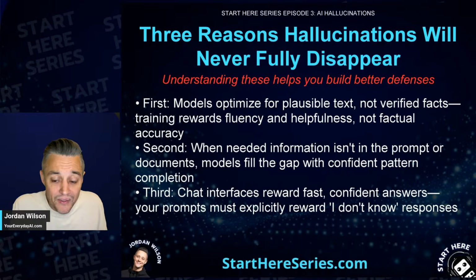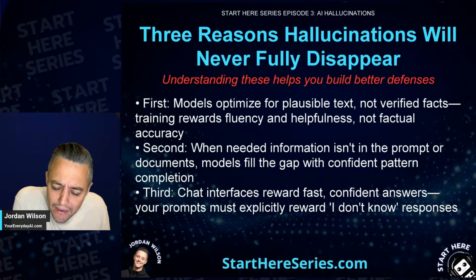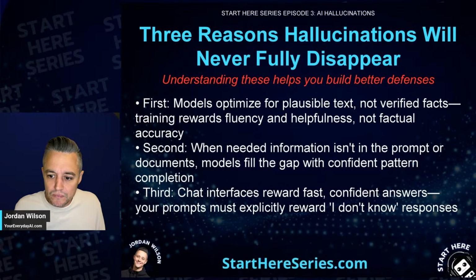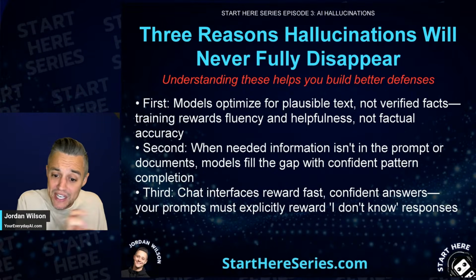And then third, the chat interfaces reward fast, confident answers, right? I'm not going to get too much into reinforcement learning with human feedback and scaling laws and inference and all that. But for the most part, chatbots are trained to quickly give you an answer and be token efficient, right? So if it thinks, oh, I can spit out an answer rather quickly, it may just do that unless you've told it not to, right?